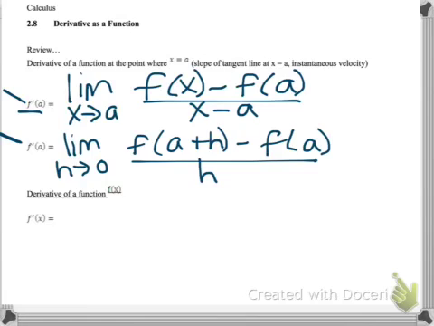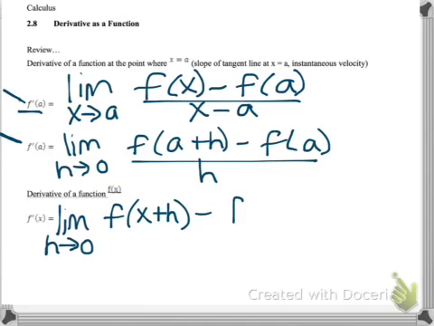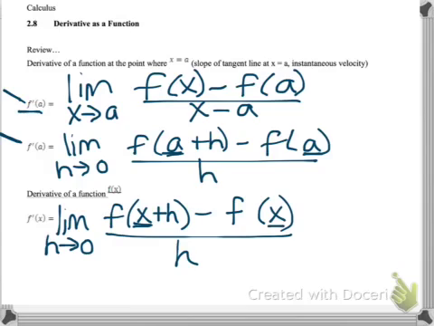Now we're just going to say the derivative of a function f of x is f prime of x, instead of looking at a number. The definition here would be the limit as h goes to 0 of f of x plus h minus f of x all over h. The only difference is instead of a being an actual value, now I'm looking at x as the variable.